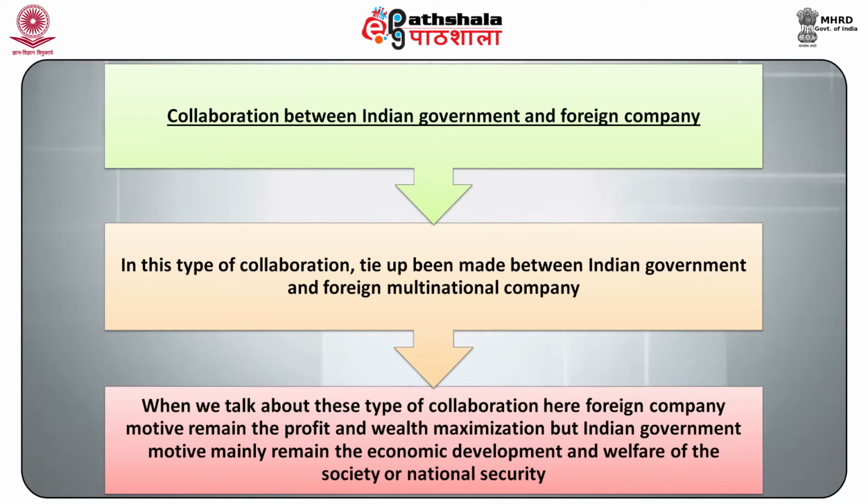Next is collaboration between the Indian government and a foreign company. In this type of collaboration, a tie-up is made between the Indian government and a foreign multinational company. Here, the foreign company's motive remains profit and wealth maximization, but the Indian government's motive mainly remains economic development and welfare of society or national security. For example, the deal made between the Indian government and Dassault Aviation, a French aircraft manufacturer, worth $15 billion to supply 126 Rafale jets, of which 18 aircraft would be purchased in fly-away condition from France, while the rest would be made in India along with HAL, that is Hindustan Aeronautics Limited.